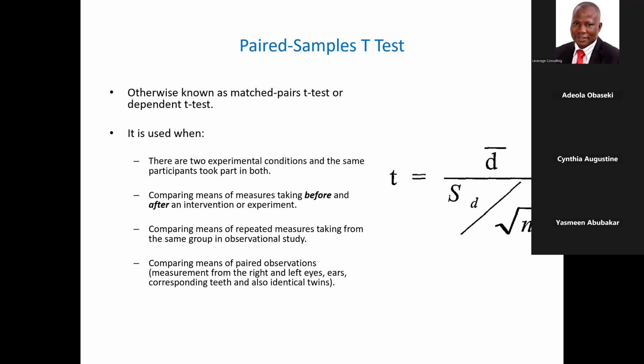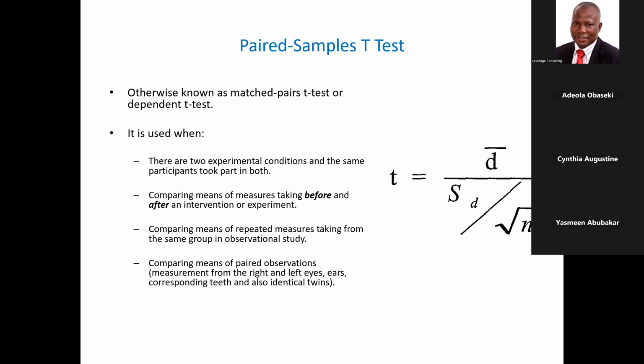Where there are two experimental conditions and the same participant took part in both. When you measure the same people on two occasions, that's what it means: comparing means of measures taken before and after an intervention or experiment, or comparing means of repeated measures taken from the same group in an observational study. It doesn't have to be an experimental design.